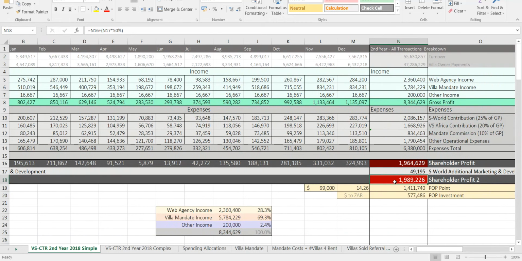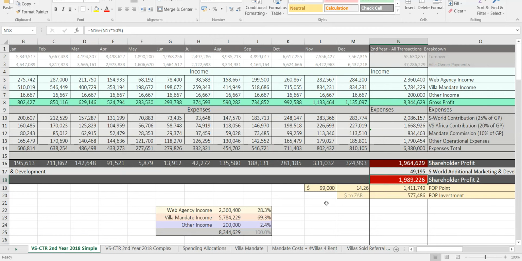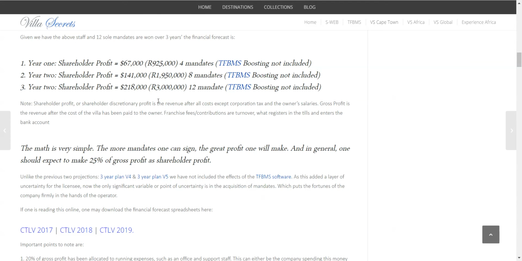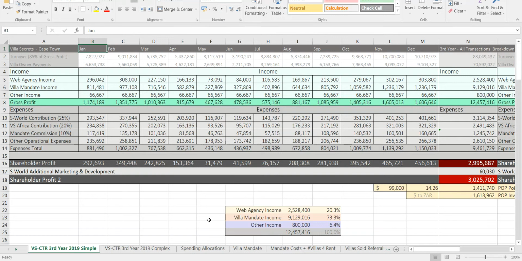Exactly the same thing, but instead we're making just under R1 million. Let's go back to the web page. I seem to have entered the wrong figure on the web page. No, I haven't. Yeah, just under 2 million. Sorry, I'm going crazy. Okay, that's fine. And the third year, just under 3 million. Where's the third year spreadsheet? There we go.